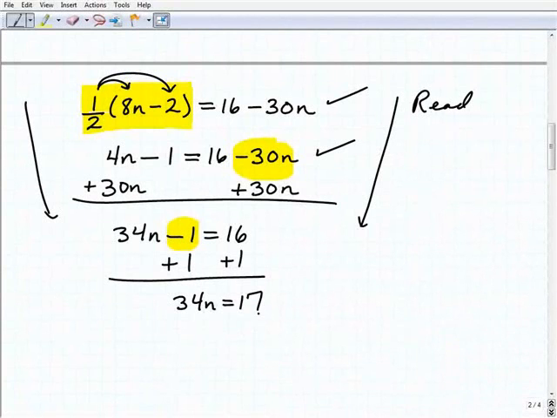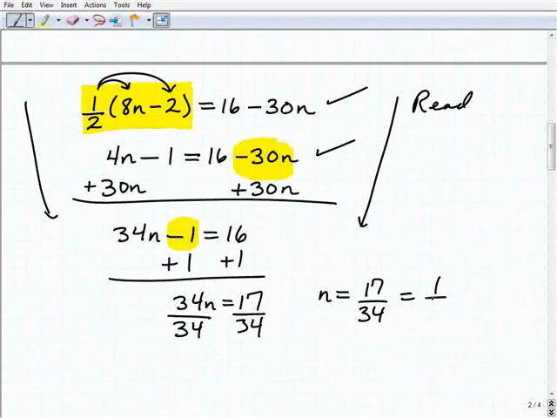Okay, so now I got a basic one-step equation. So to solve for n, I'm going to go ahead and divide both sides of the equation by 34. So I get n equals 17 over 34. And if I'm not mistaken, that is 1/2. Okay, let's see here. 34 divided by 17 is in fact 2. So always make sure if you have fractions as your answer, that they're fully simplified, fully reduced.